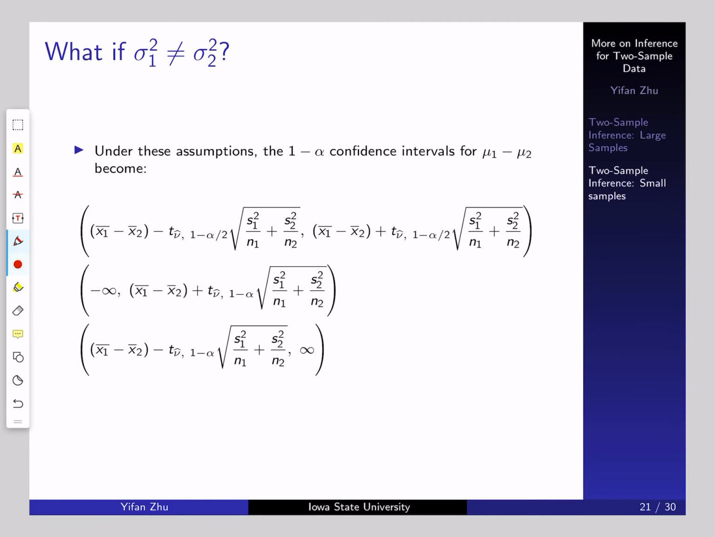And you can also construct the confidence intervals. So everything is the same. We still have the x1 bar minus x2 bar and the standard deviation. So this is also a sample version of the standard deviation of x1 bar minus x2 bar. And in the quantile, we again use the t distribution, but now the degrees of freedom is nu hat. So before we used n1 plus n2 minus 2, right?